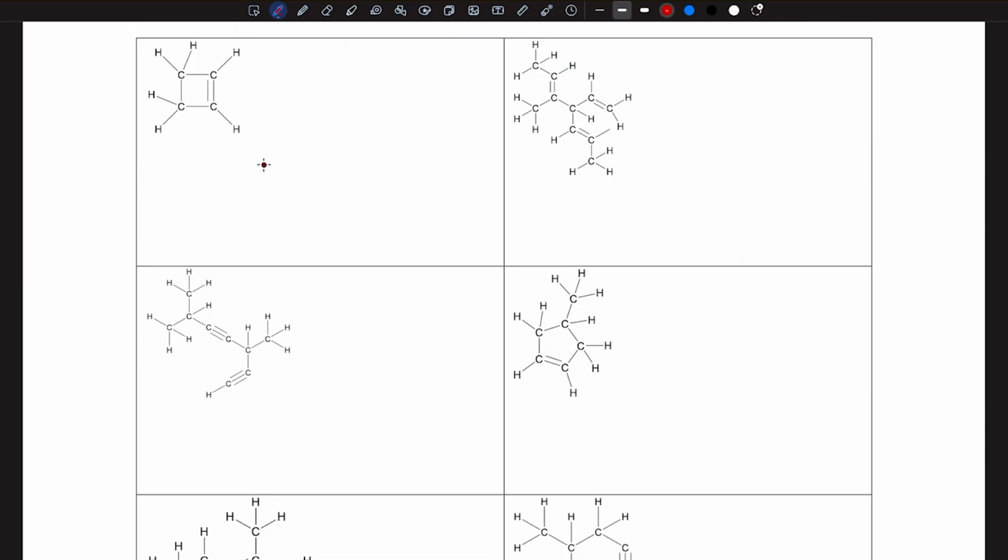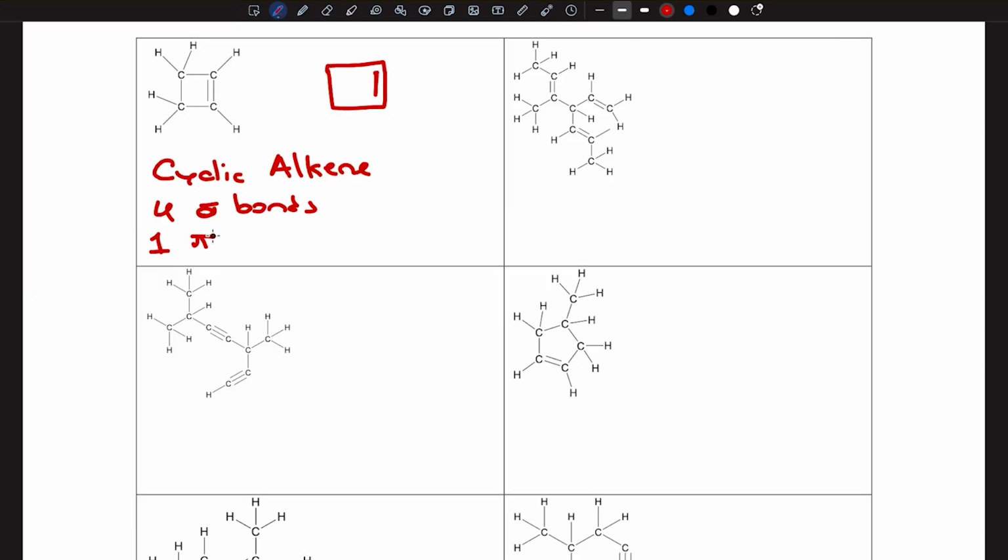Now the next structure, kind of funny, it's just a square. And so if you watch my video, you should be able to classify this as cyclobutane. But it does have a double bond, so it's actually cyclobutene. So we can call this a cyclic alkene, meaning that we do have 4 sigma bonds and 1 pi bond.